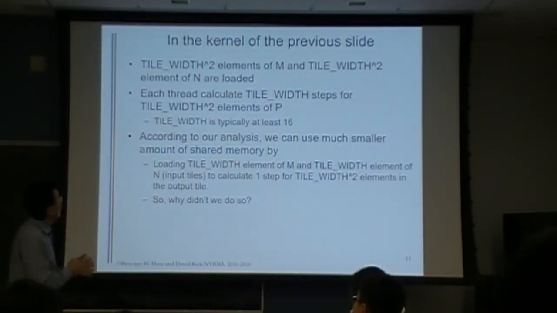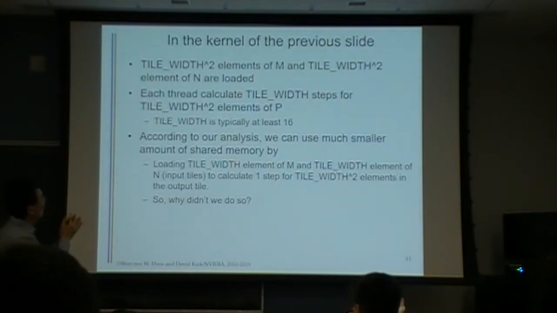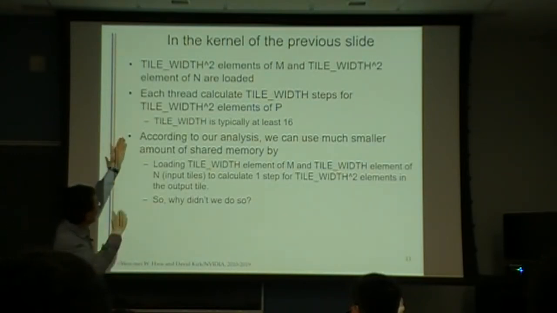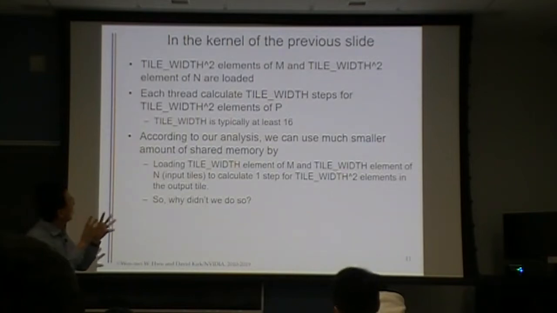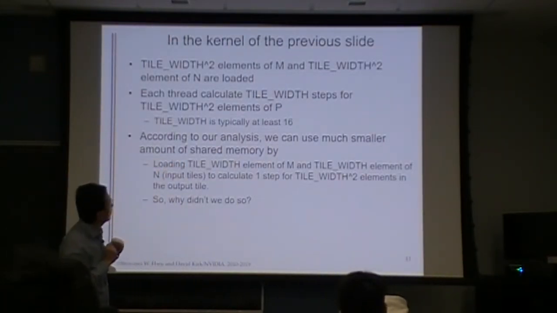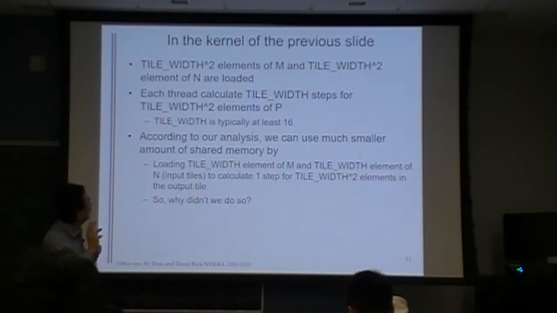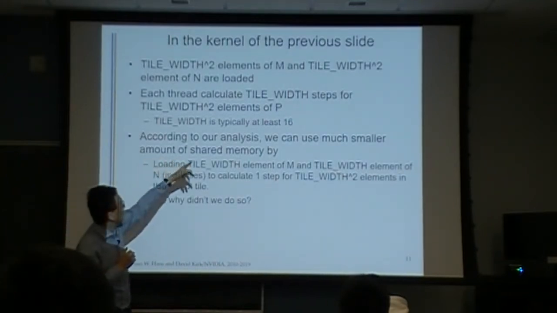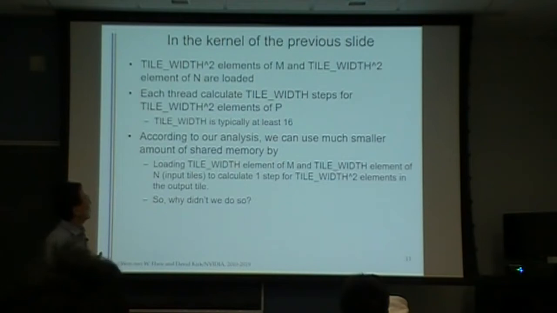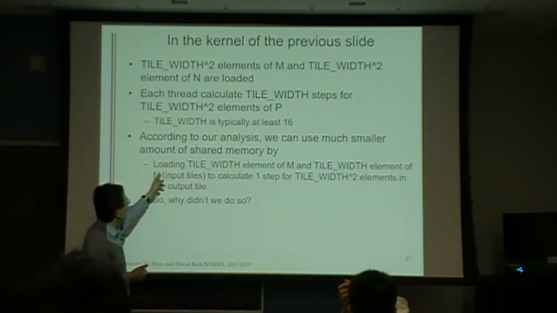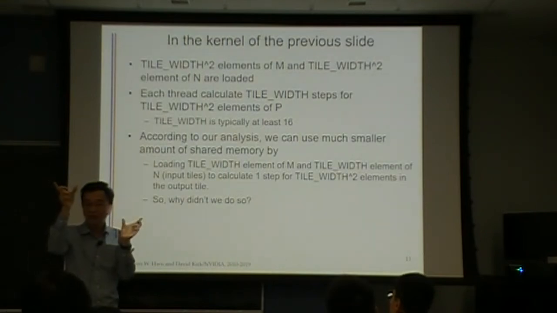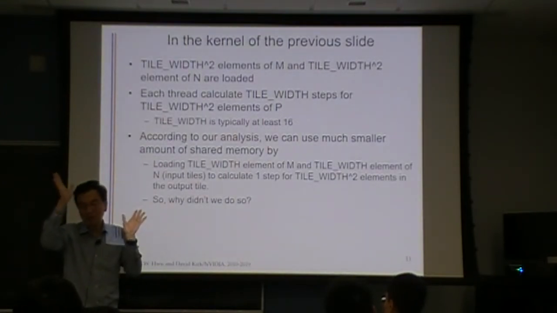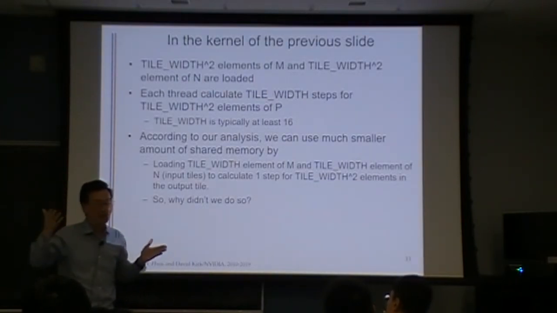So conceptually, let's make sure that we are very clear about what the previous code is about. For a square tile of tile width on each side, you bring tile width square elements of M and tile width square elements of N into the on-chip memory. And each thread will calculate tile width steps for tile width square elements of P, right? And the tile width is typically at least 16 to give you enough work in the thread block. And according to our analysis, we can use a much smaller amount of shared memory. We already talked about how you can just do a single strip, or you can even do two strips, or three strips. Why do you have to do all the 32 strips in the 32x32 tile?